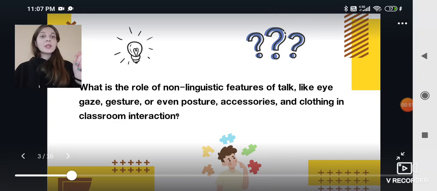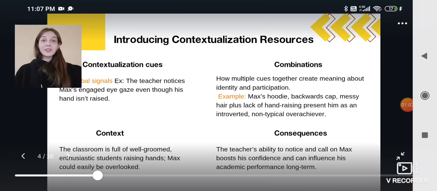So first, before I start our topic, I have a question for you. What is the role of non-linguistic features of talk, like eye gaze, gesture, or even posture, accessories, and clothing, in classroom interaction? I'm waiting for your answers. Thank you. And let's start with our first topic, introducing contextualization resources.